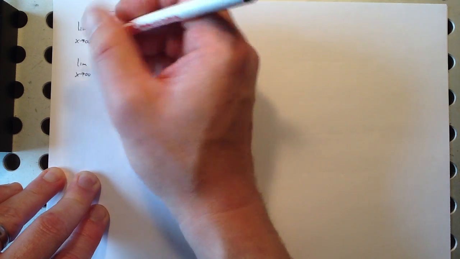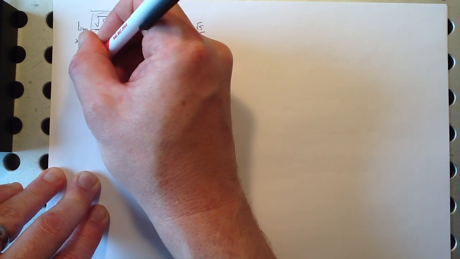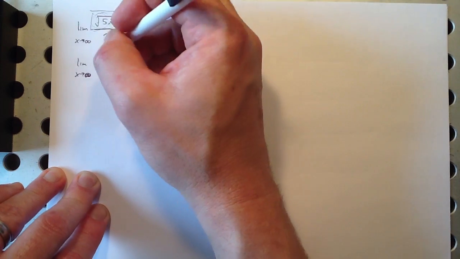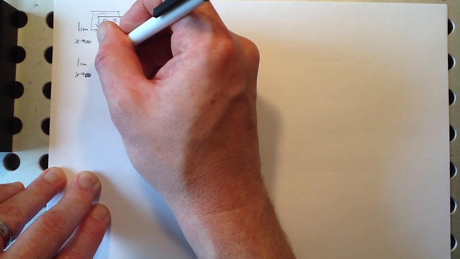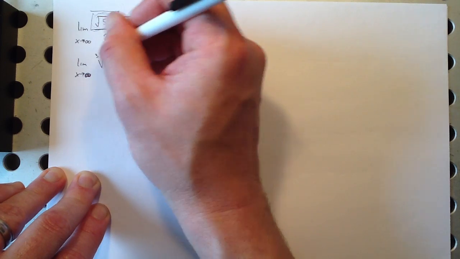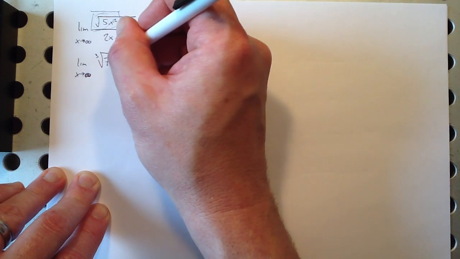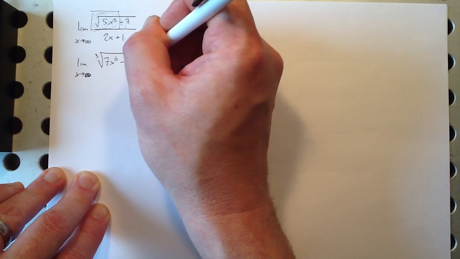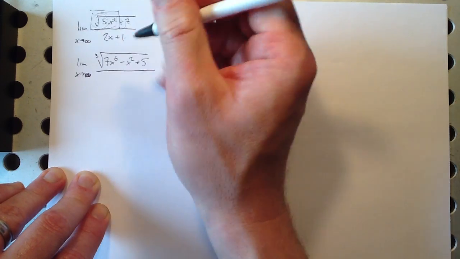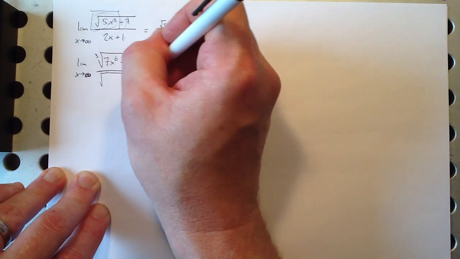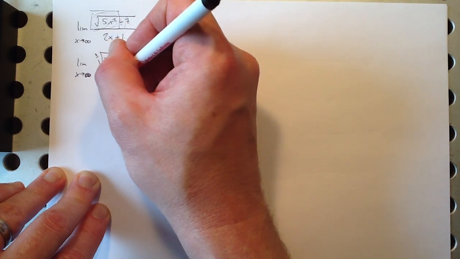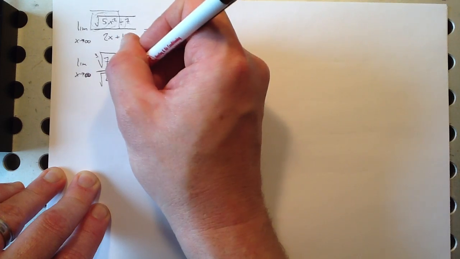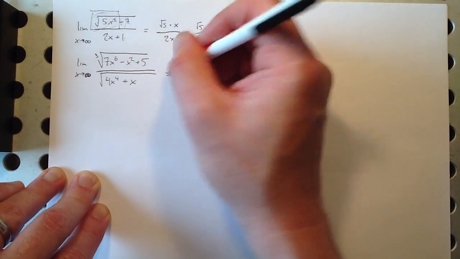Likewise, we could make up all sorts of crazy problems like this. They don't come up very often, but we need to know what to do. How about the cube root of 7x to the 6th minus x squared plus 5, over the square root of 4x to the 4th plus x?